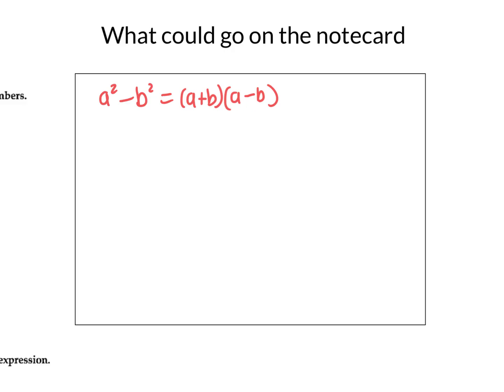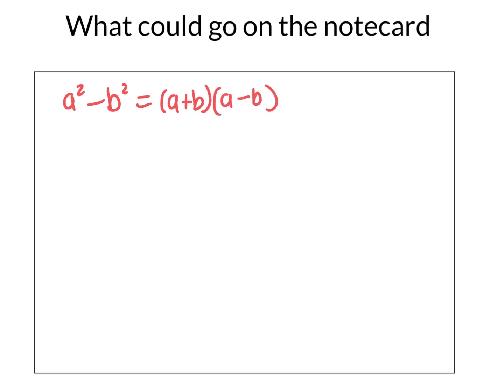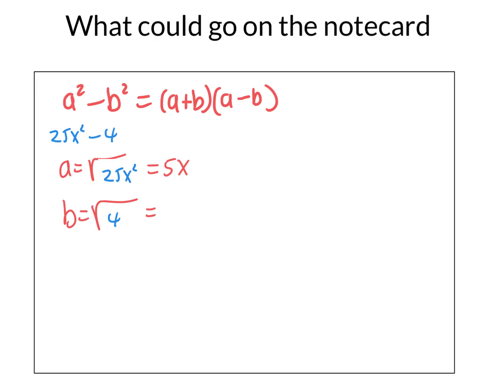Now, an example of this could be something like 25x squared minus 4, and the A will always be the square root of the first thing. Okay, that's what your A will always be. Now, in this case, the square root of 25x squared is 5x. So that's important that we recognize that. Now, the B will always be the square root of whatever that second term is. And I think we can all see that that's going to be 2.